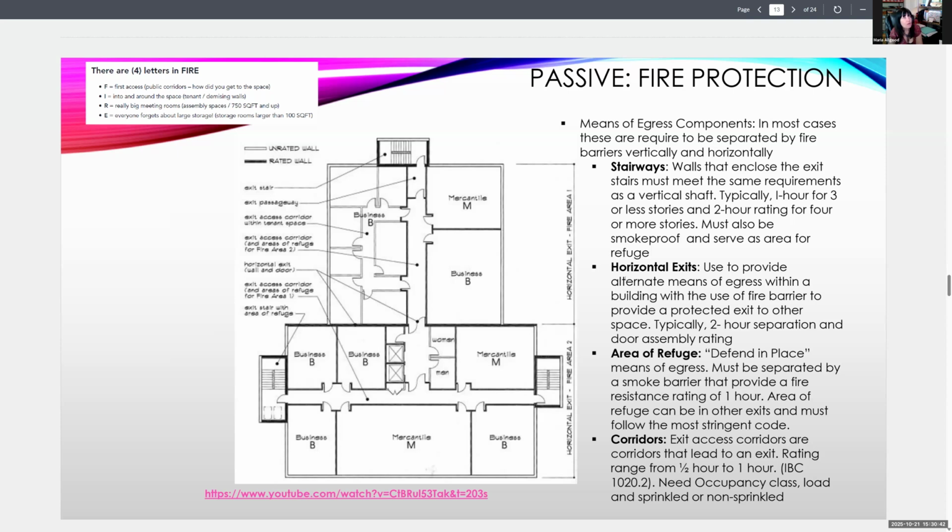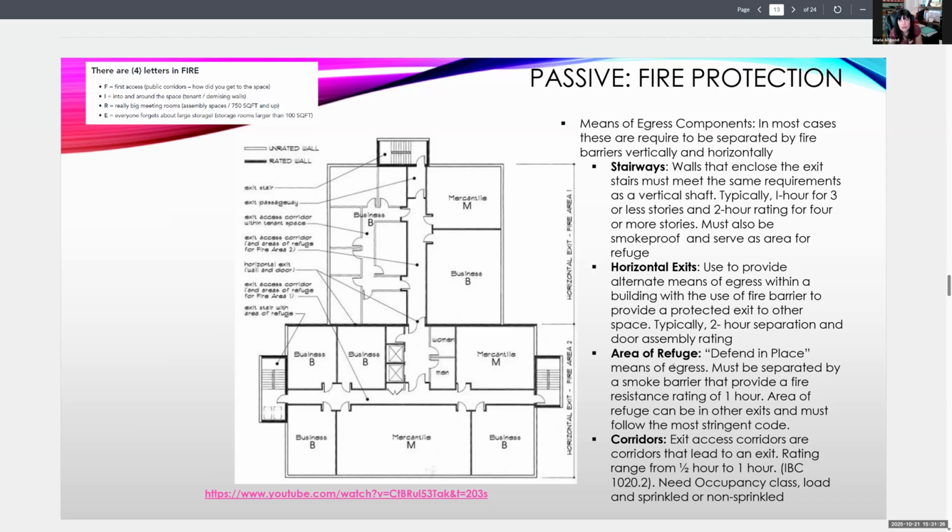Okay. Now, it must also be smoke proof and serve as an area of refuge. So these are areas where people can stay. Okay. They all need to have, now if this is less than 3, it's 1, but let's say it's not. Horizontal exits, which are those rooms that we talked about, are used to provide alternate means of egress within a building with the use of a fire barrier to provide the protected exit to another space, typically a 2-hour separation and door assembly rating. So like I said, let's say that this was an assembly room, this whole thing would have to be a 2-hour fire rating. It's part of an exit system, but they stay. They don't really leave. They get rescued.